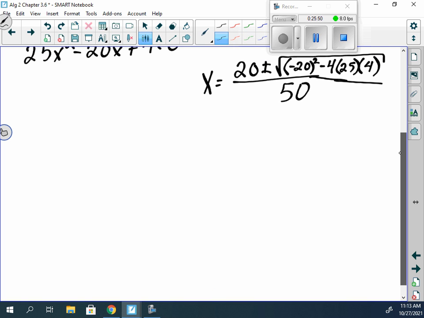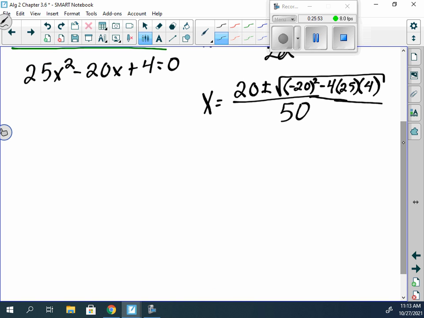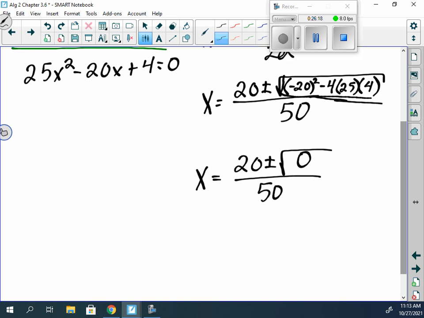Any questions on this here? Well, what can we do next? We can take negative 20 squared minus 4 times 25 times 4 and see what that gives us. And it's actually 0. Because I just take what's inside the parentheses, or inside the radical first. Well, what is the square root of 0? 0, because 0 times 0 is 0.